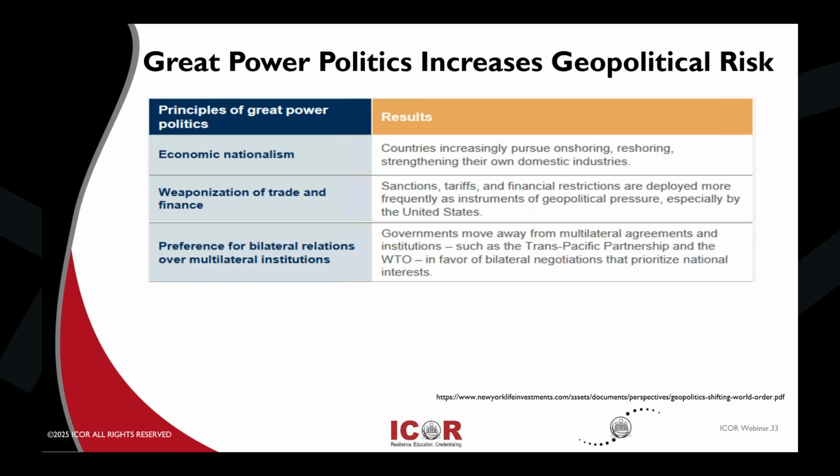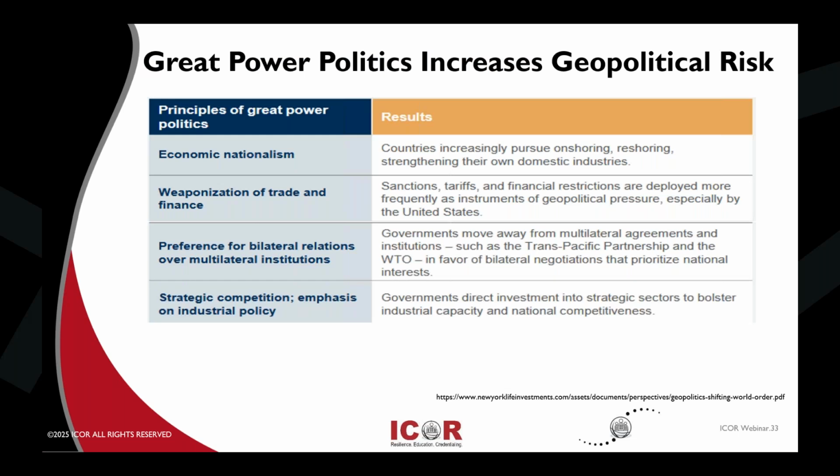Preference for bilateral relations over multilateral institutions, where we do see United States President Trump moving to just talk with specific countries, looking at those bilateral negotiations and really ignoring the Trans-Pacific Partnership and the World Trade Organization that used to be the priorities. Looking at strategic competition with an emphasis on industrial policy. So where governments direct investment into strategic sectors to bolster industrial capacity and national competitiveness.